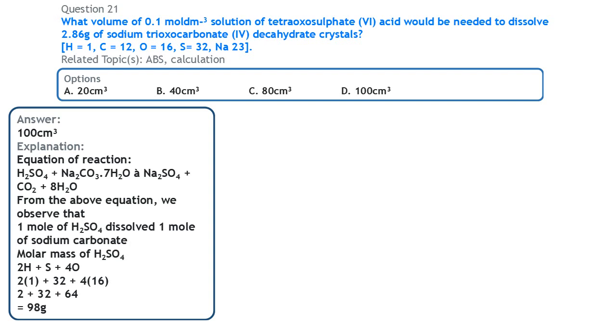Next, we are going to calculate the molar mass of the sulfuric acid, which will be the sum of the atomic masses of the elements in it. So we have the atomic mass of hydrogen as 1, multiplied by 2, plus the atomic mass of sulfur, 32, plus the atomic mass of oxygen multiplied by 4. So we have 4 times 16. By the time we evaluate this, we are going to have 2 plus 32 plus 64, equal to 98 grams.